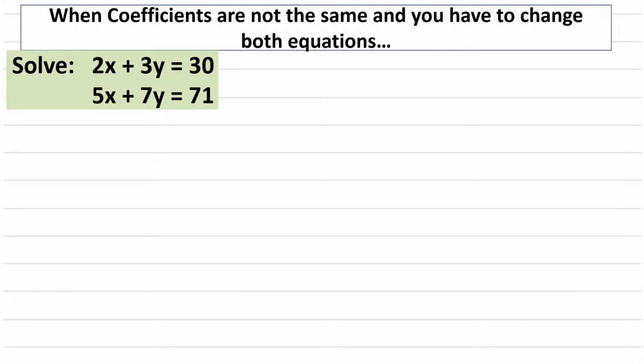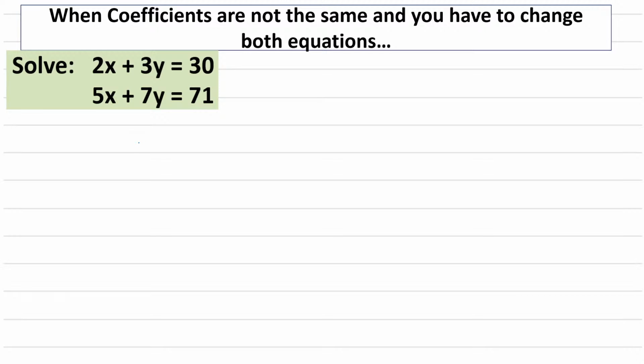All right, so now we have two equations, two linear equations. They don't have the same sign, do they? X's don't have the same sign. Y's don't have the same sign. Now what should I do? What should I do to make them the same sign?